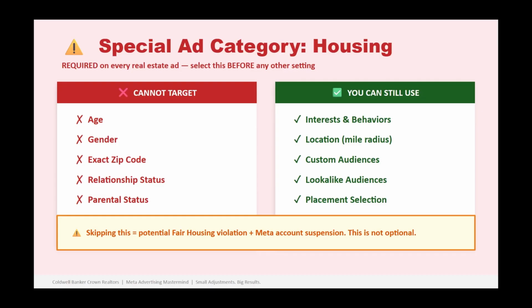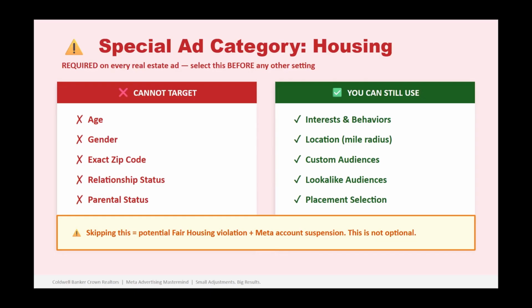Okay? If you do not use this housing category and you get turned in or caught or something, not only can your Meta account get suspended, but you could also be up for a fair housing violation from the federal government. So do not miss this step. This is a big one.